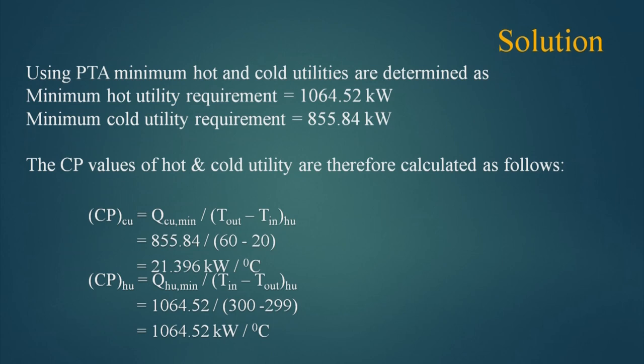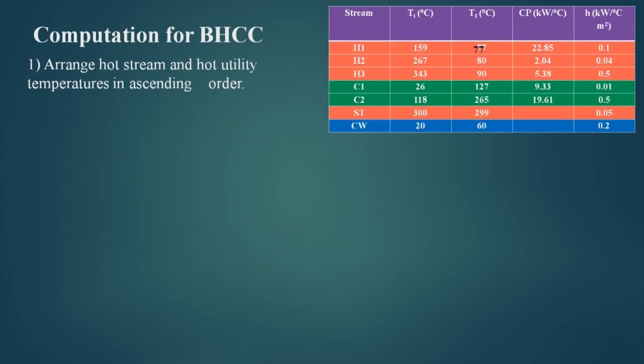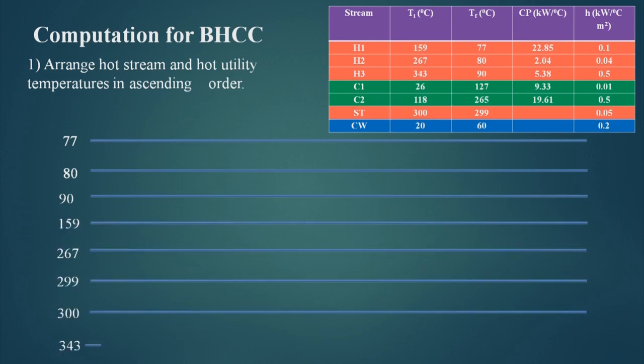When we are doing this, we are not committing any mistake, because we are in thermal balance and the CP of the hot utility which we calculate will take care of this. In this case, the CP of the hot utility calculated is 1064.52 kilowatt. Once the CPs are known, we can plot the hot and cold temperatures in ascending order.